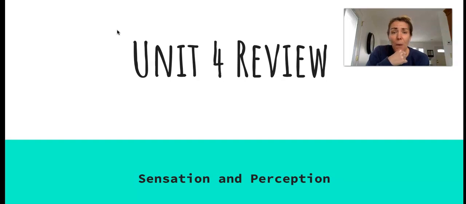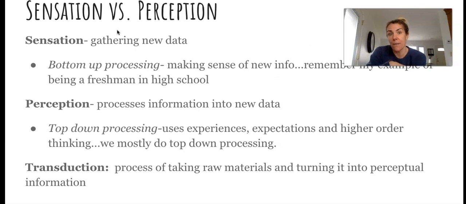Okay, so we're going to jump right into Unit 4 review. Remember, this is the sensation and perception unit, and a lot of anatomy on the ear and the eye, so the auditory and the vision process. Okay, so we're going to start with sensation and perception and just trying to figure out what this is and how it relates to psychology.